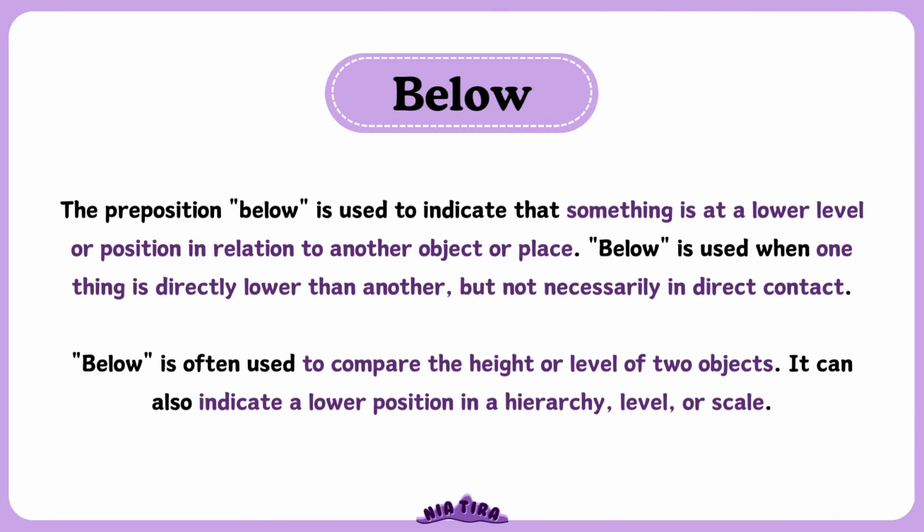The preposition below is used to indicate that something is at a lower level or position in relation to another object or place. Below is used when one thing is directly lower than another, but not necessarily in direct contact. Below is often used to compare the height or level of two objects. It can also indicate a lower position in a hierarchy, level, or scale.